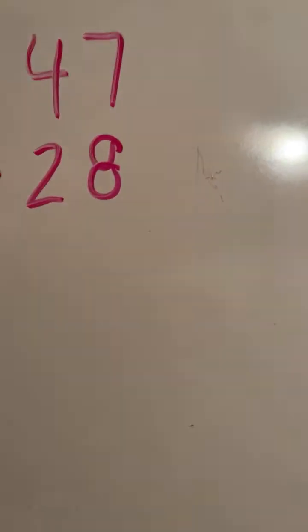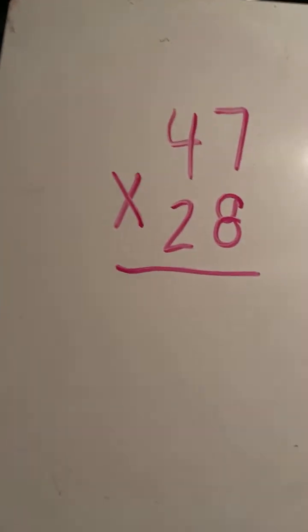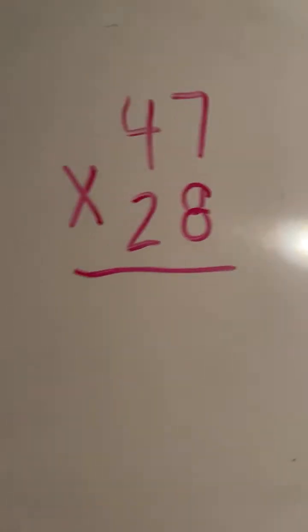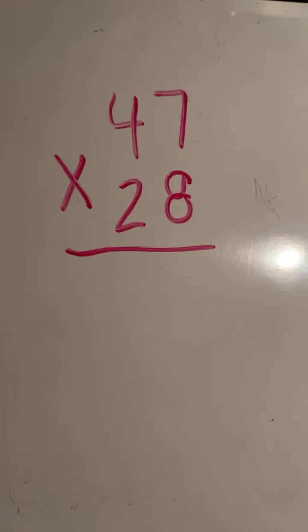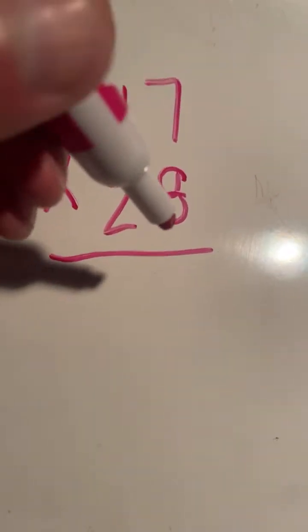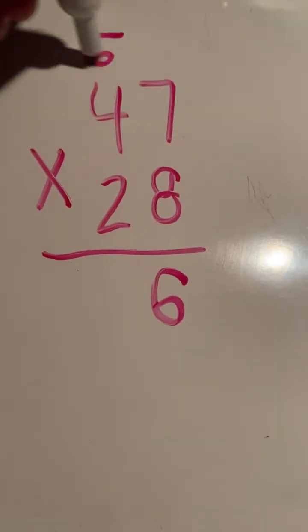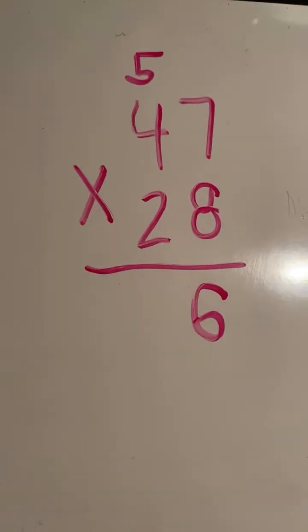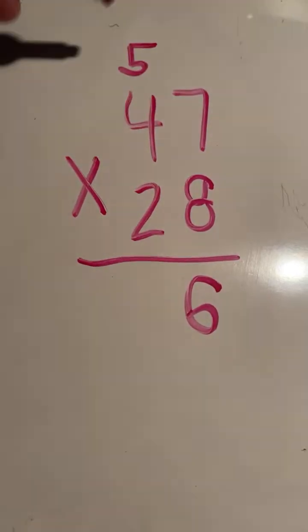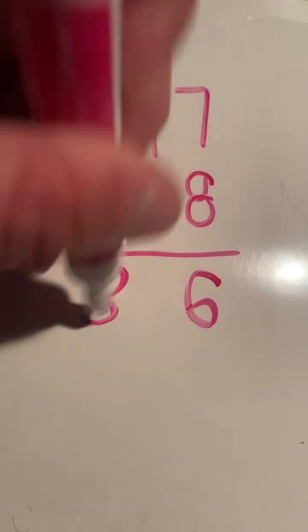All right, 47 times 28. That is our next example problem. Starting in the ones place, 7 times 8 equals 56. 6, carry the 5. 4 times 8 equals 32, plus 5 equals 37.